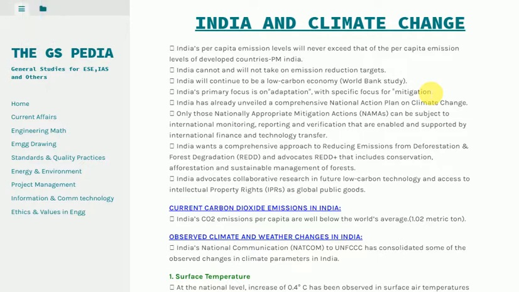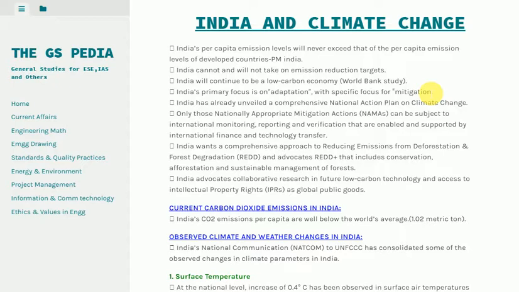World Bank study: India's primary focus is on adaptation, with specific focus for mitigation. India has already unveiled a comprehensive National Action Plan on Climate Change. Only those nationally appropriate mitigation actions (NAMAs) can be subject to international monitoring, reporting and verification that are enabled and supported by international finance and technology transfer.